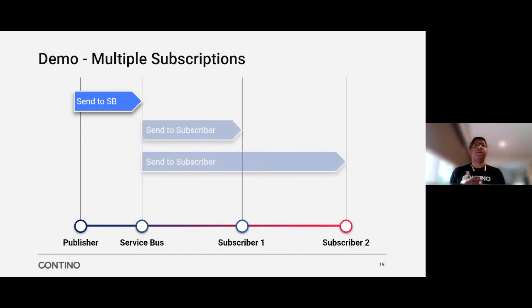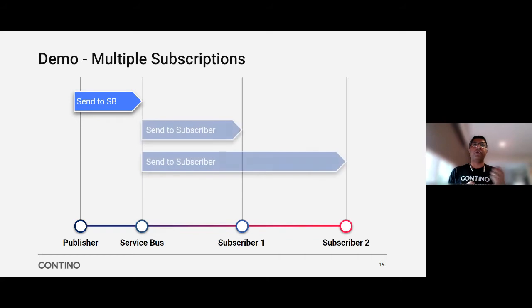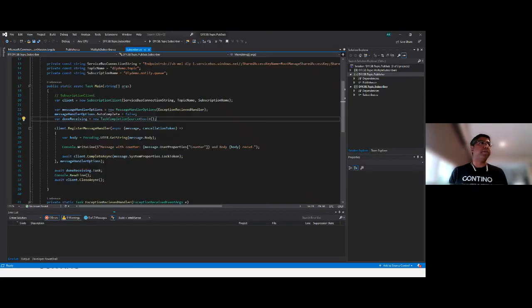And then we have multiple subscriptions, where you have one message coming to the service bus and multiple subscribers to the topic, and both are going to receive a copy of that message. Similarly, if we push another message, you're going to have multiple copies. So let's start by looking at the code for that.